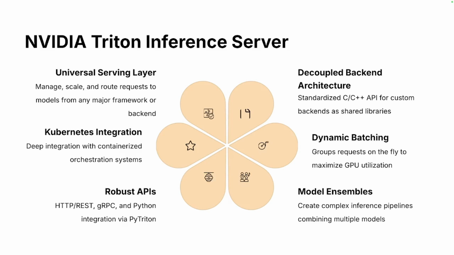Triton is also Kubernetes ready, which is ideal for modern containerized environments. It supports dynamic batching, which means it can group incoming requests in real time to maximize GPU usage. On the integration side, Triton is robust, supporting HTTP, REST, gRPC, and even Python-based integration with PyTriton. Overall, Triton is not just a model server, it's a fully featured, production-grade platform for deploying and scaling AI at enterprise level.